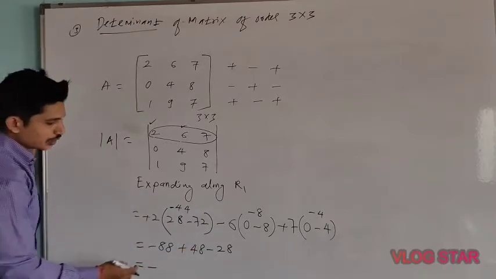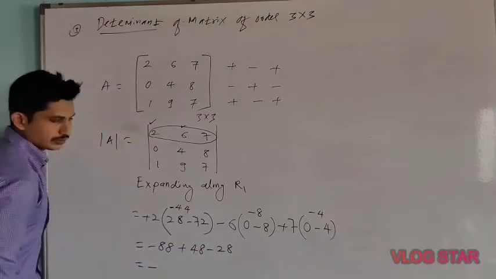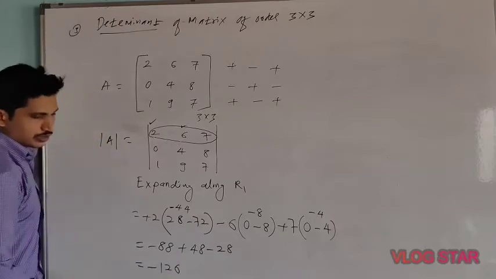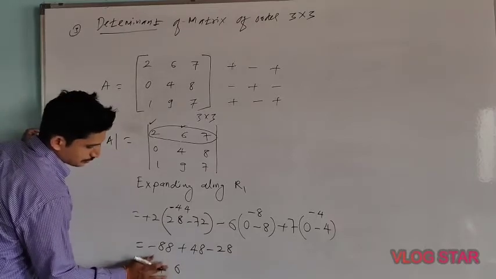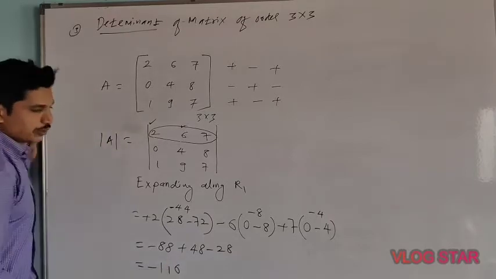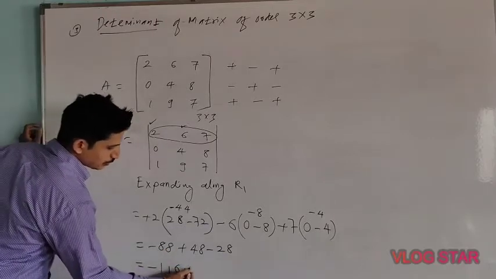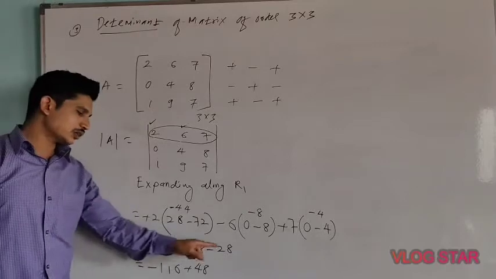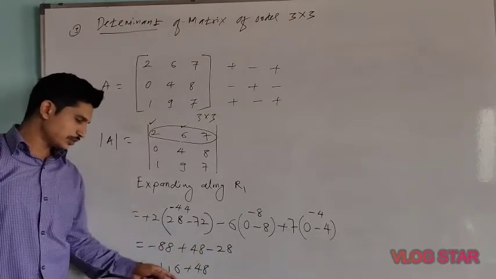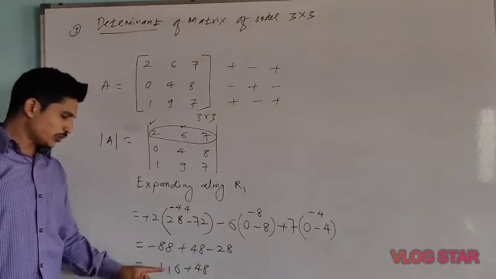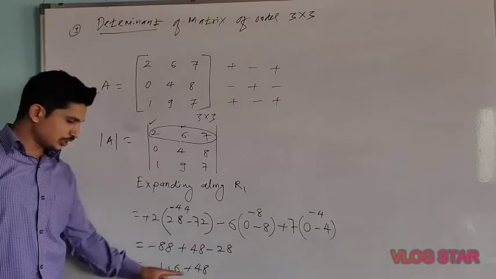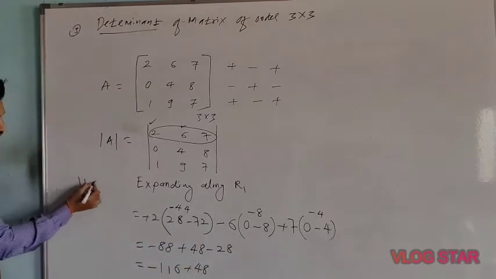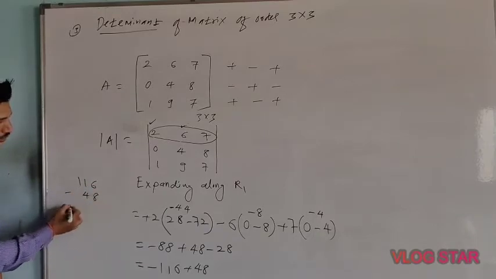Addition is what here? 88 plus 28. 126, or 116, sorry, 116. Okay, and plus what here? 48. Okay, adding this and this is what here? Minus 116 will come. And it's 48. So 116 is a minus here, 48 is a plus. This means subtract here. So 116 minus 48.